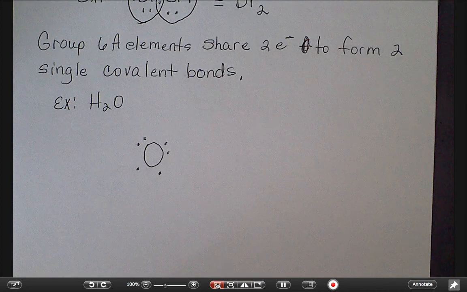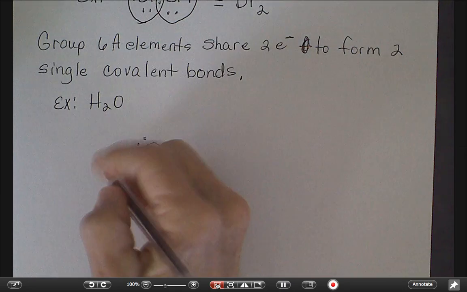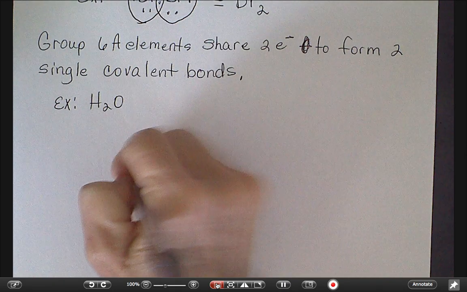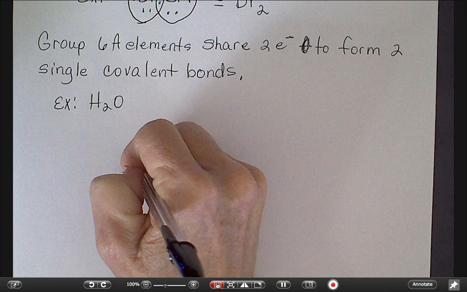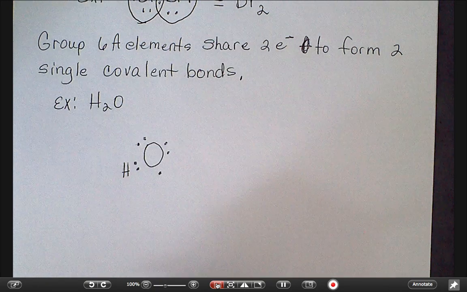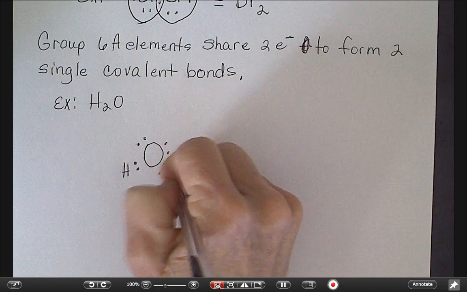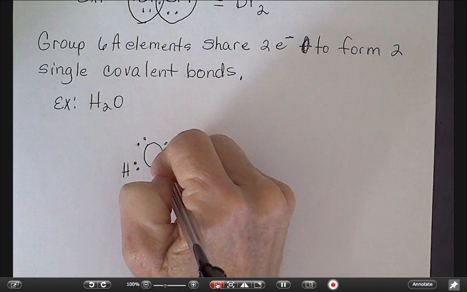Now then, how many electrons does hydrogen bring to the party? Each hydrogen, 1. So, guess what? Here's my hydrogen right here, and where's its 1 going? Right there. Here's my other hydrogen down here, and where is its 1 going?